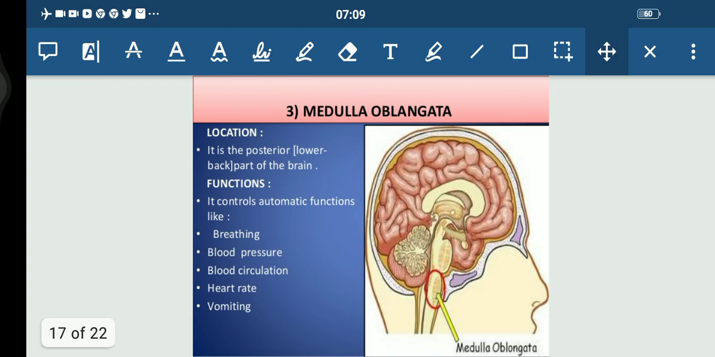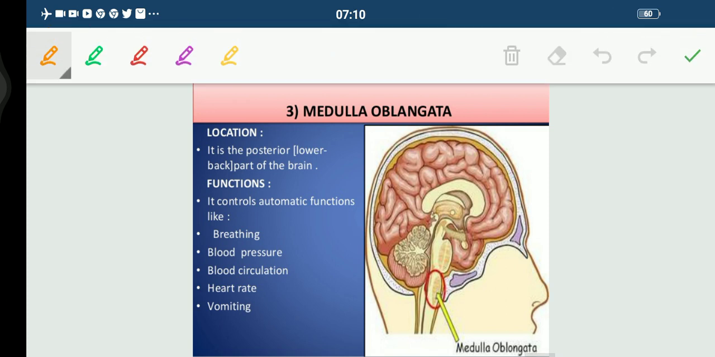The next one we have is the medulla oblongata, students. It is the posterior, or you can say the back part or the lower part of the brain, and the most important functions performed by the medulla oblongata are breathing, blood pressure, and blood circulation. It controls these functions, fine, as well as heart rate and vomiting.